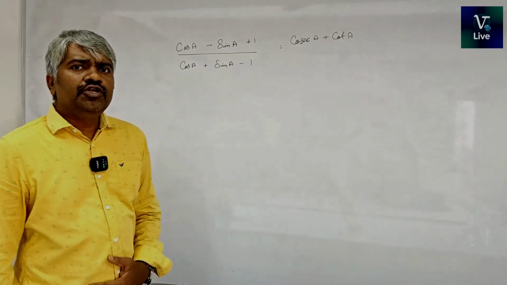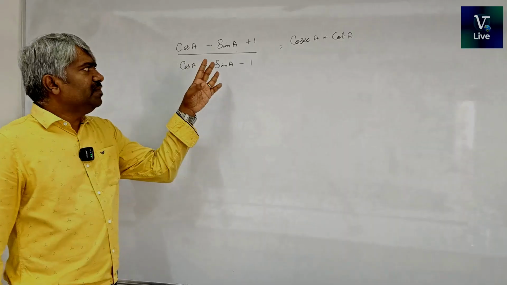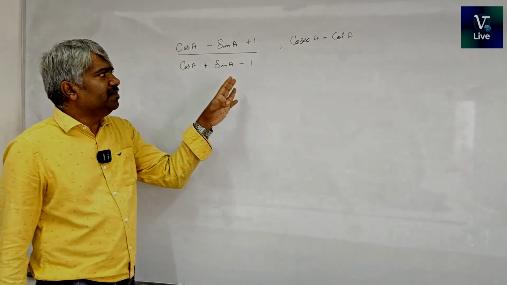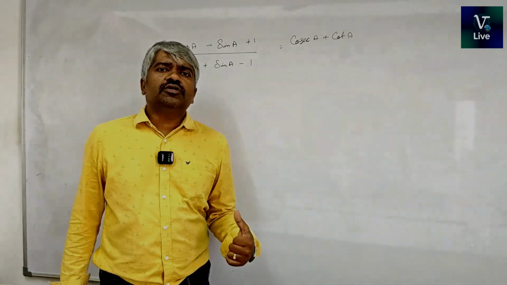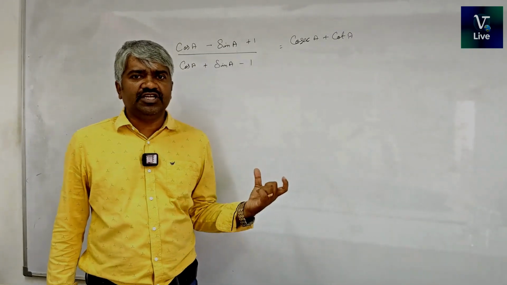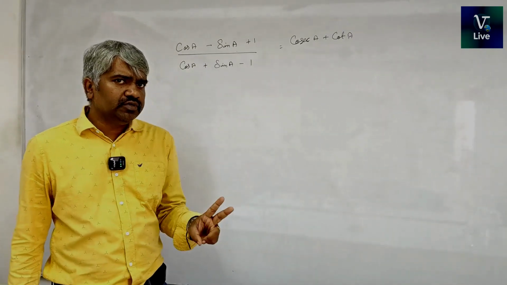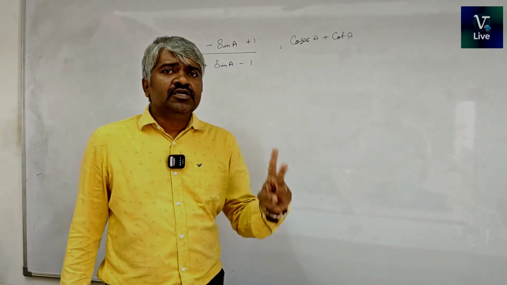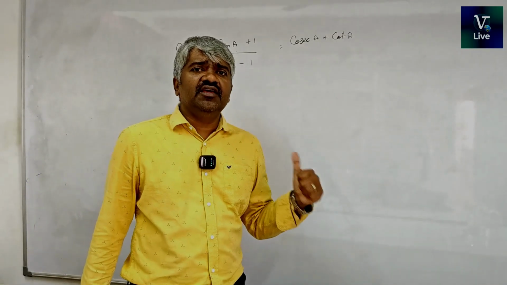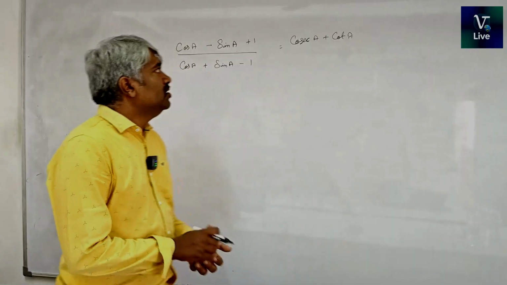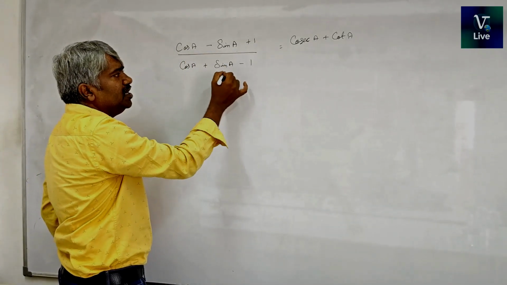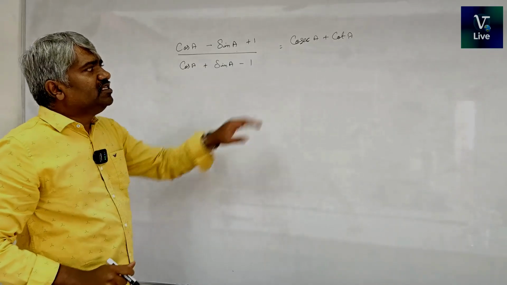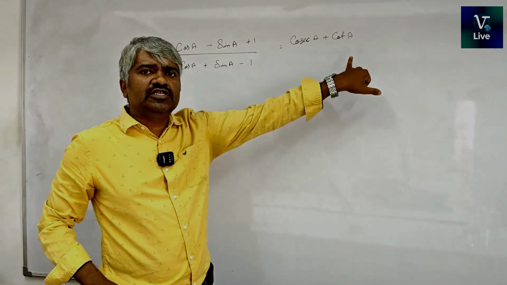Right. Now we are going to solve the problem cos A minus sin A plus 1 by cos A plus sin A minus 1. We have to prove it as cosecant A plus cot A. So most of the students will find difficulty in this question. Now I am going to solve this question in two different ways. So the method which you feel is very easy, you can follow it, right? Now cos A minus sin A plus 1 by cos A plus sin A minus 1, which has to be proved as cosecant A plus cot A.